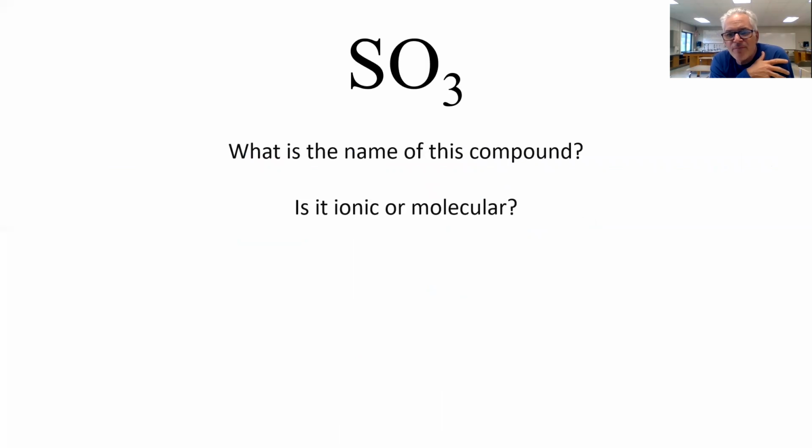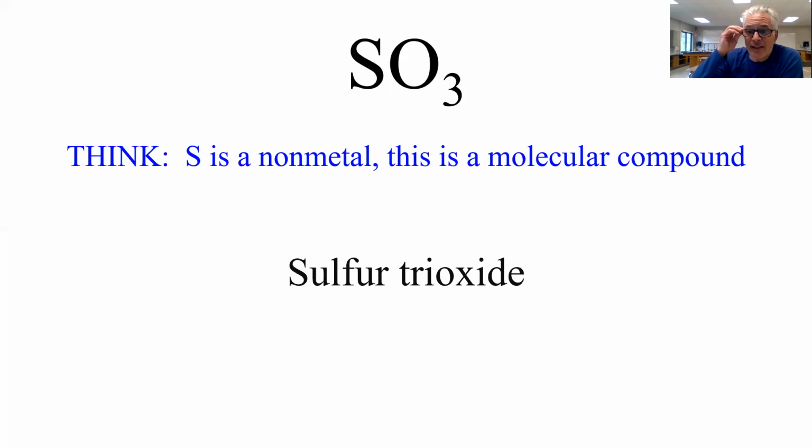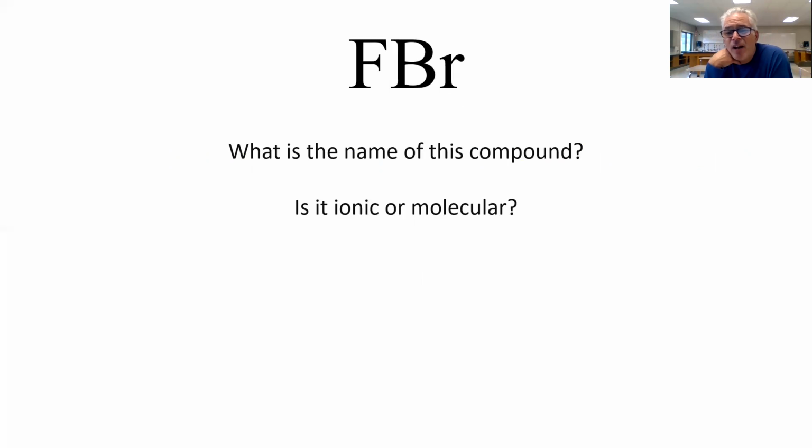SO3. S, sulfur, is a nonmetal, element 16. So this is a molecular compound, and we use prefix names. One sulfur is just sulfur, 3 oxygens, trioxide. Some of them are easy. You're getting so smart. You knew this.